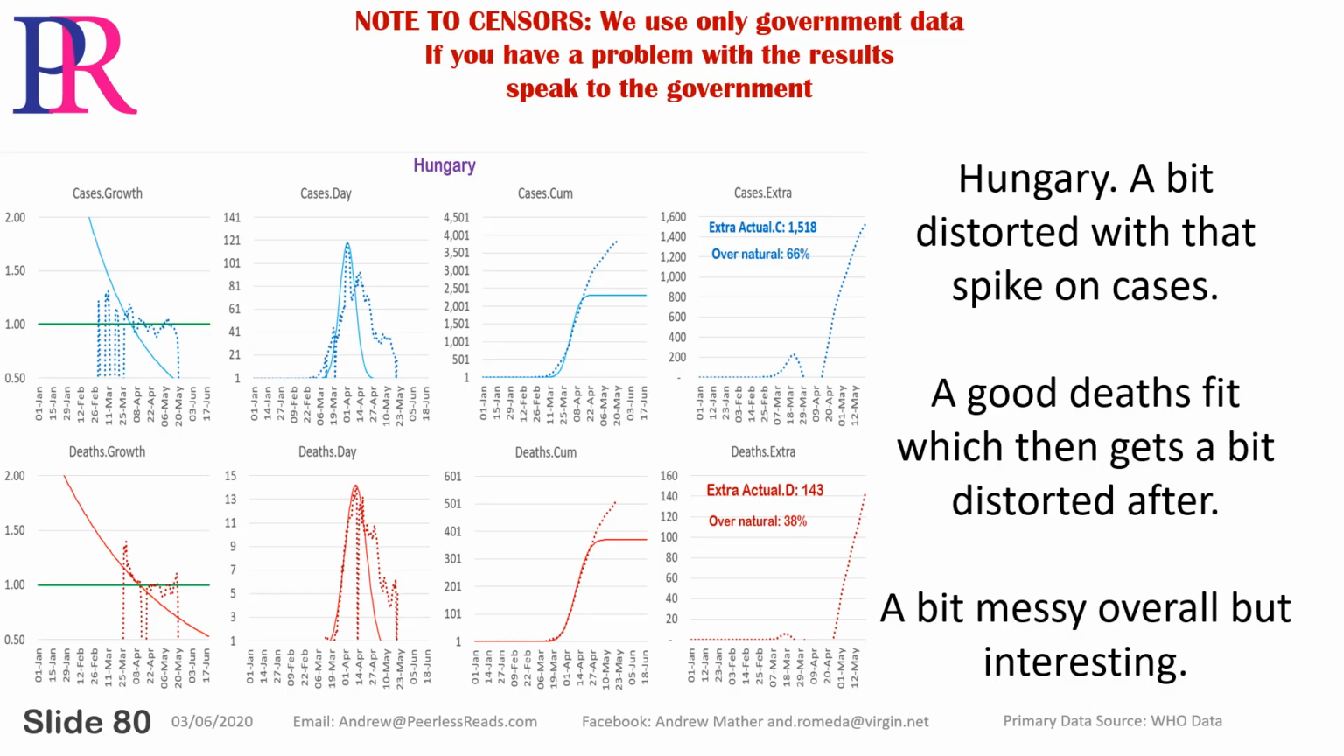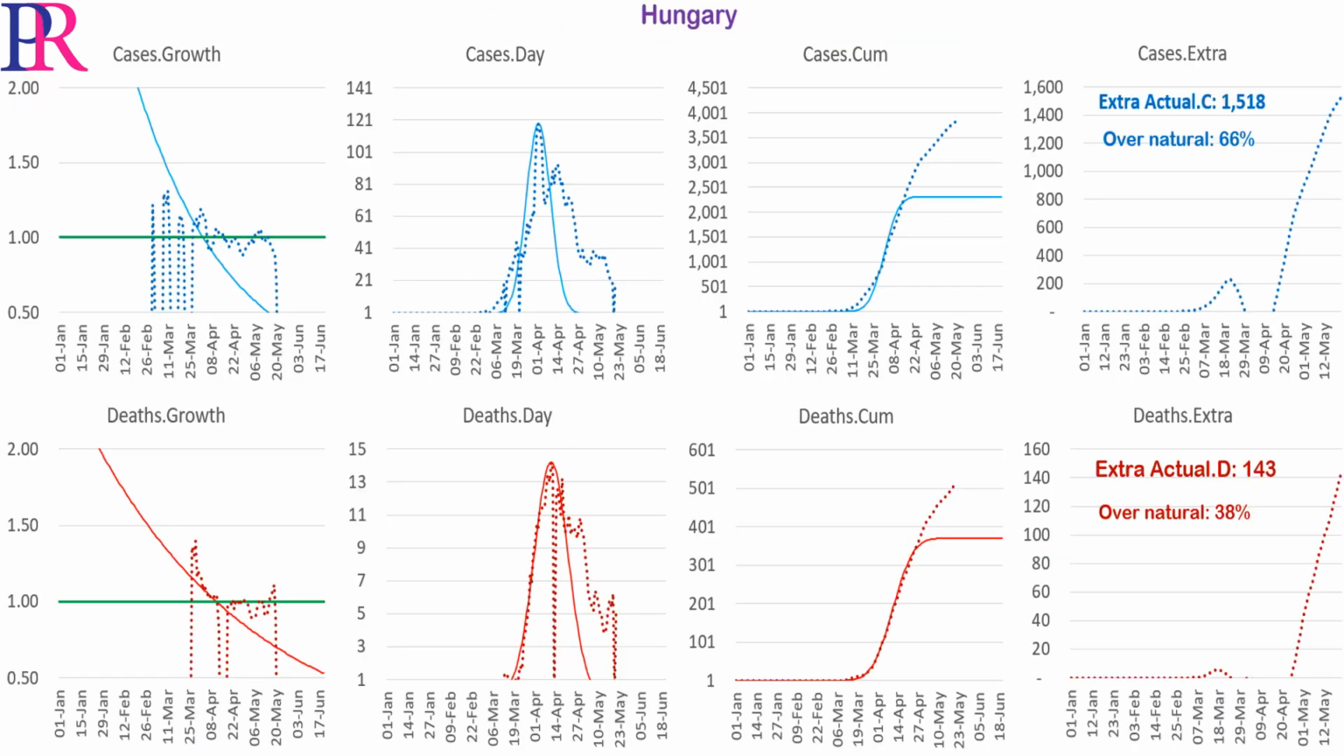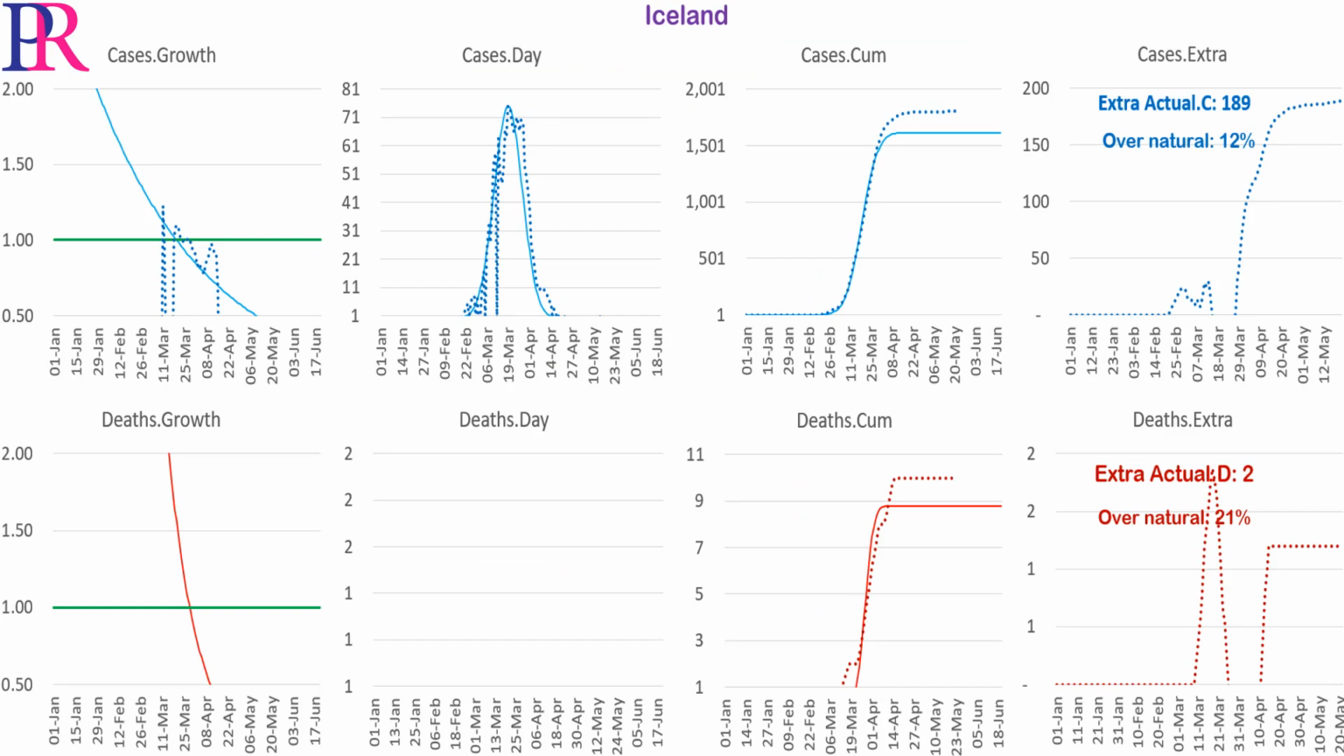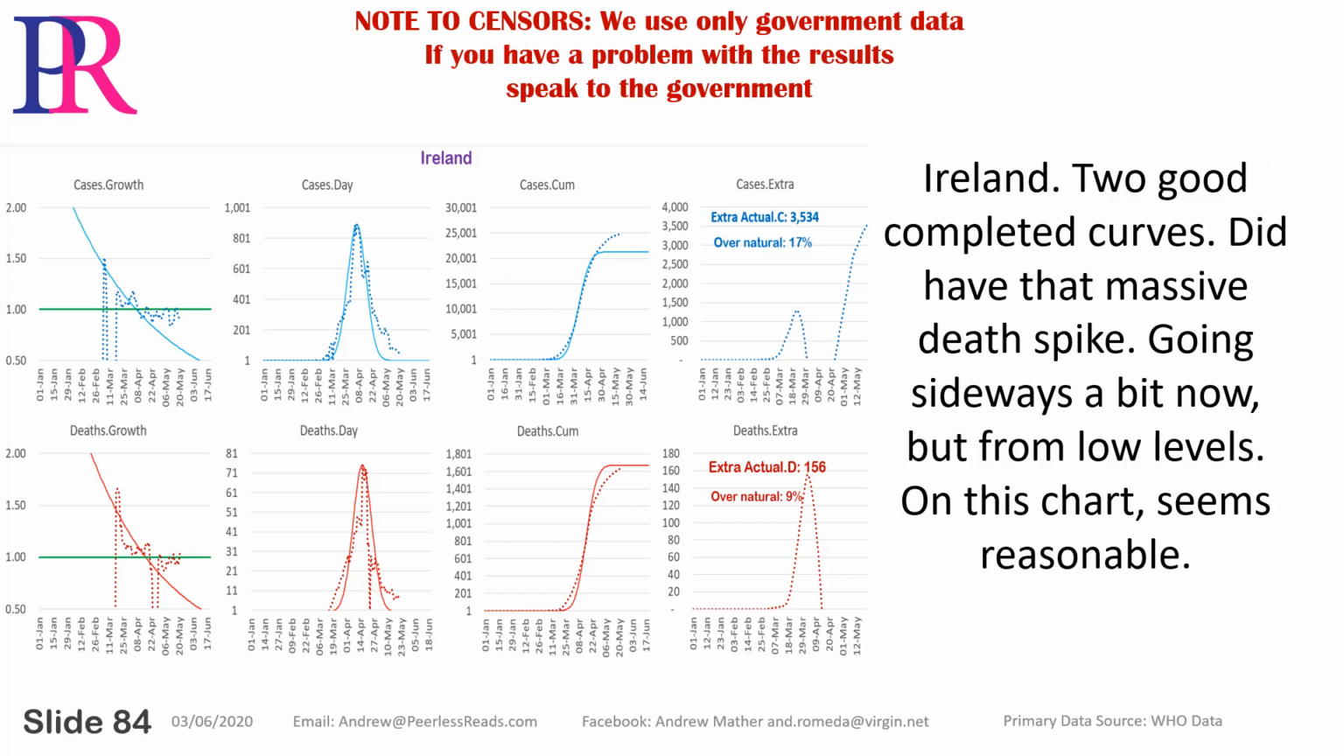Hungary, a bit distorted with that spike on cases, a good deaths fit which then gets a bit distorted after. A bit messy overall, but interesting. Iceland, nice fit in cases, no deaths to speak of, nice to have that level of non-problem. Ireland, two good completed curves, did have that massive death spike, going sideways a bit now, but from low levels. On this chart it seems reasonable.